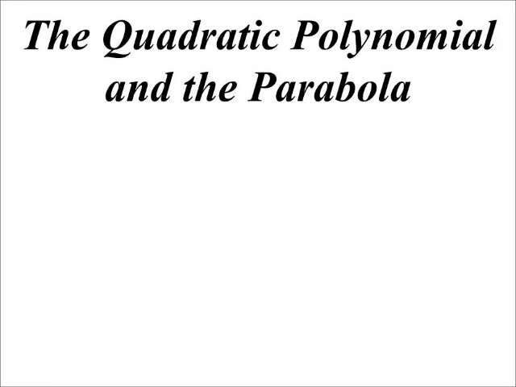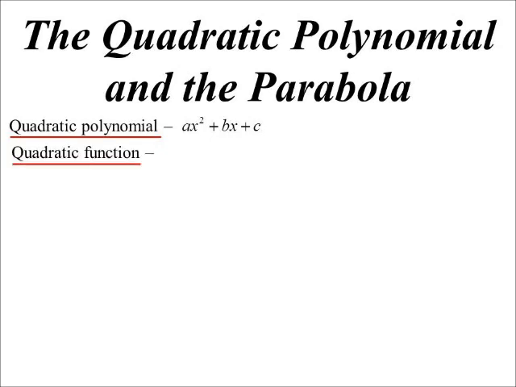The next function we're going to look at in a little bit more detail is the quadratic, which of course when we draw it becomes the parabola. So some definitions. A quadratic polynomial is just an algebraic expression, so ax squared plus bx plus c. Technically that's the quadratic polynomial. The quadratic function is when we make it equal to some other pronumeral.